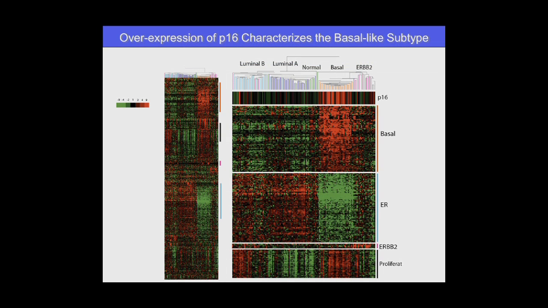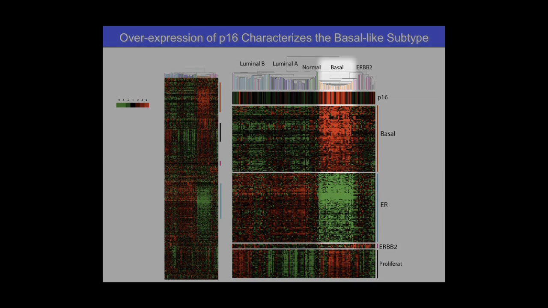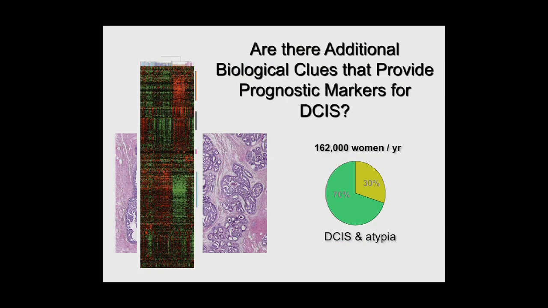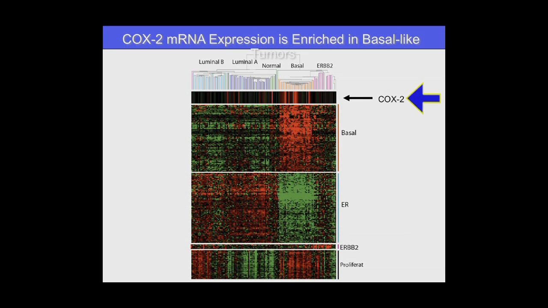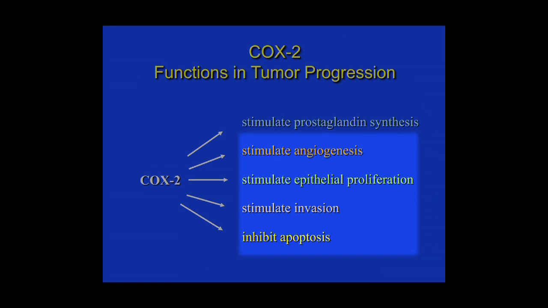This simply says that the upregulation of P16 identifies the most lethal type of cancer there is, and you can use this same type of an approach to find other markers, which is what this is. Are there additional biological clues that provide markers? And so when you start to look at this a little bit more, you identify another marker. This is a stress marker. And again, when it's activated and there's proliferation, it's very bad. And that's because this marker turns on the blood vessel growth, it turns on epithelial proliferation, it turns on the movement of cells, and it stops the cells from dying.